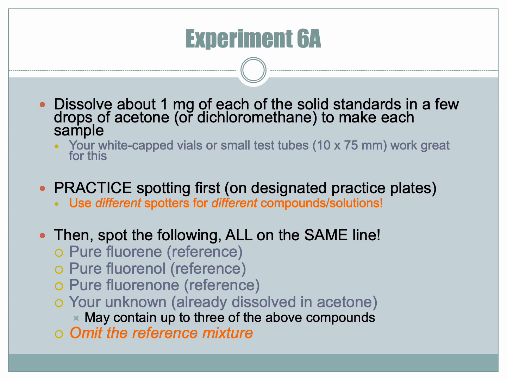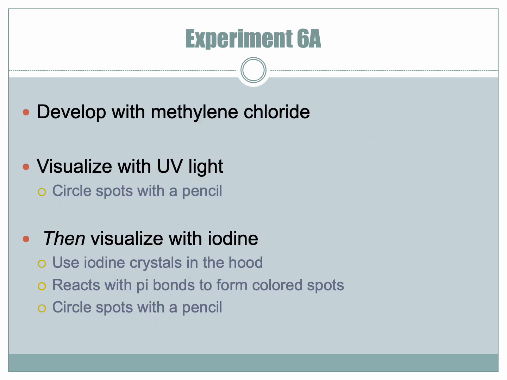Your job is to spot these 3 pure samples so we have a reference to compare it to, and then spot our potential mixture, and try to match up the spots and see which compounds are in our mixture. We'll develop the plate with methylene chloride, dichloromethane, then visualize with ultraviolet light and circle the spots with a pencil, and then we can visualize with iodine. And the iodine can sometimes help us see spots that we couldn't see with the UV, or it sometimes helps us see those spots better. So that's why we're going to do both.